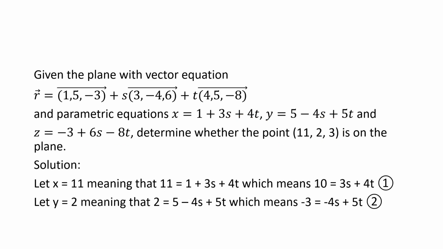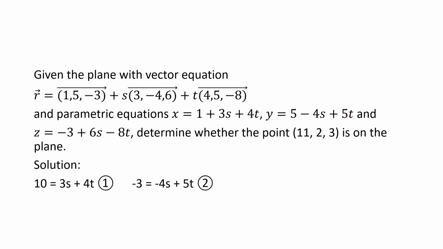So letting x equal positive 11 means that ultimately 10 equals 3s plus 4t. Letting y equal 2, and again that's x is 11 and y is 2, letting y be 2 means that 2 is equal to 5 minus 4s plus 5t, right here. And ultimately that means negative 3 is equal to negative 4s plus 5t.